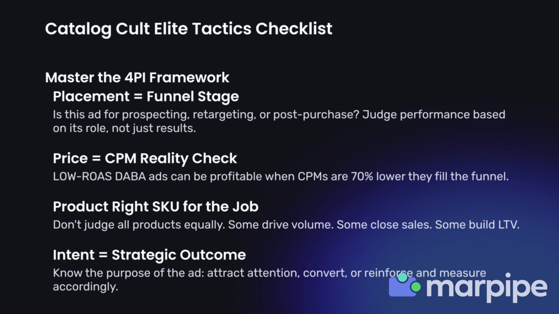And that is your strategic outcome. Know the purpose of the ad. Is it to attract attention? Is it to convert high quality audiences? Or is it to reinforce messaging from other campaigns that aren't catalog at all? And measure these results accordingly. It is absolutely possible to run a ton of catalog at really low CPMs with really low frequencies to a super broad audience, and then to just retarget individuals with the highest profit margin item.